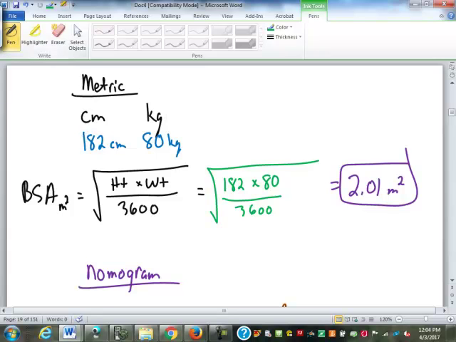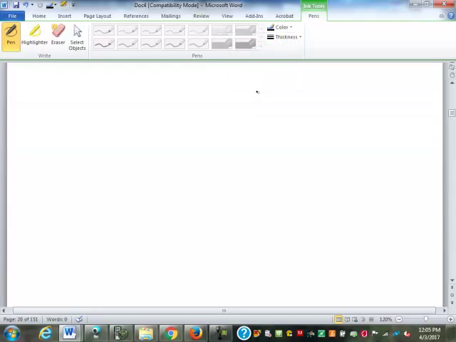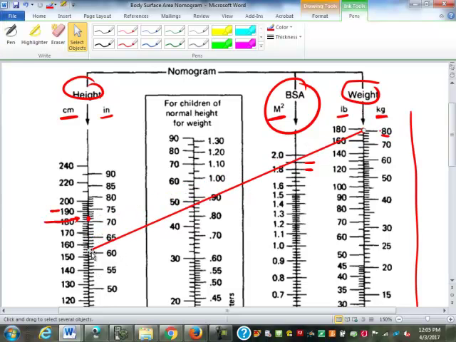Well, let's take a look. Let's do some smaller numbers here. Let's say we have a patient that is 61 inches tall and weighs 128 pounds. So we're going to find the height over here on the left side, 61 inches. You're right there. Between 60 and 65, there's 5 gaps. It looks like each gap is 1 inch.